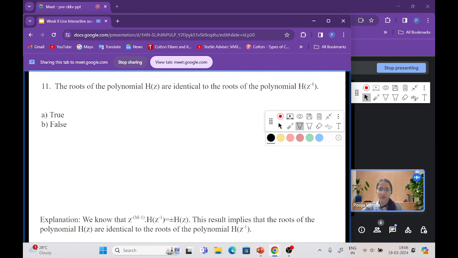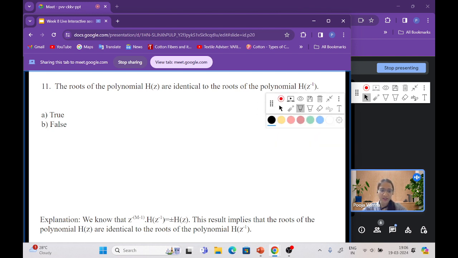Okay, moving to the next question. The roots of a polynomial H(z) are identical to the roots of the polynomial H(z inverse). Is it true or false? Can you participate in this type of question? Can you answer in the chat box, please? The roots of the polynomial H(z) are identical to the roots of the polynomial H(z inverse). True or false?